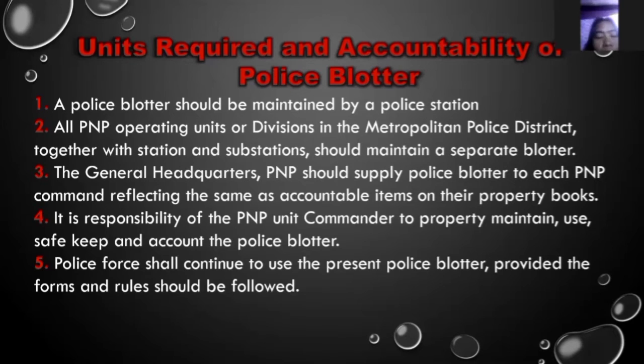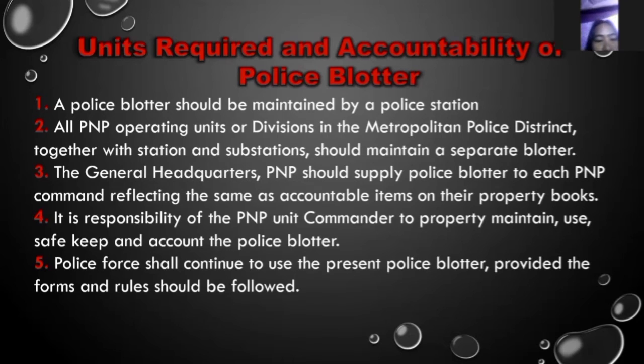Okay. Units required and accountability of police blotter. Number 1, a police blotter should be maintained by a police station. Ayun. Ang police blotter daw ay kinakailangan na nasa police station lamang. Hindi ito dinadala kung saan man ang operasyon na gagawin ng isang police. Tanging sa police station lamang ang police blotter.